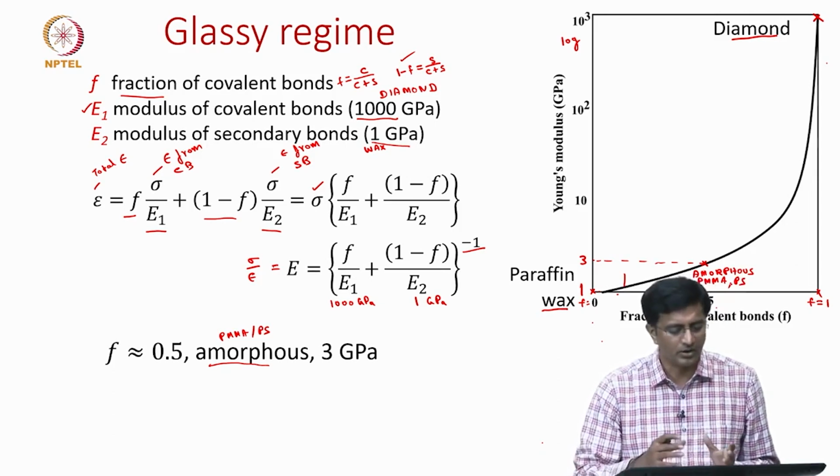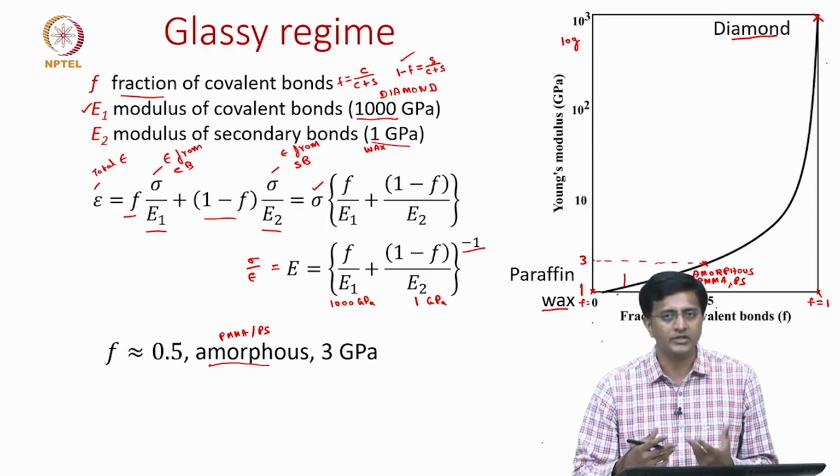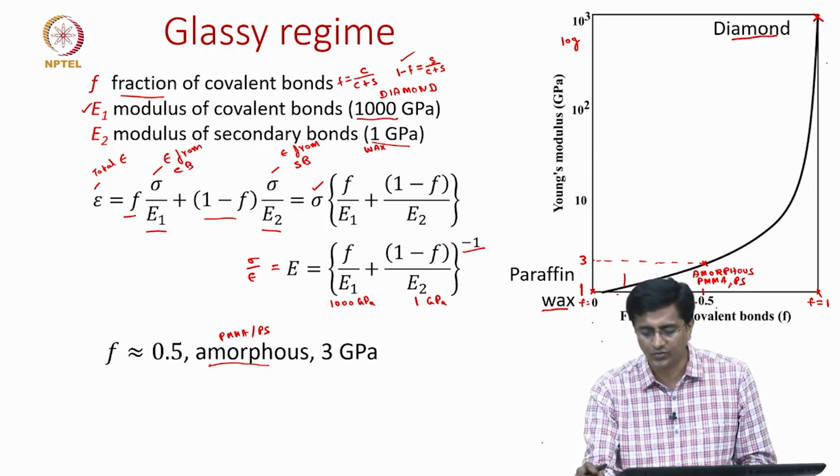When do we have this fraction more than 0.5? That is when we have more and more of these cross links. So, for thermosets.